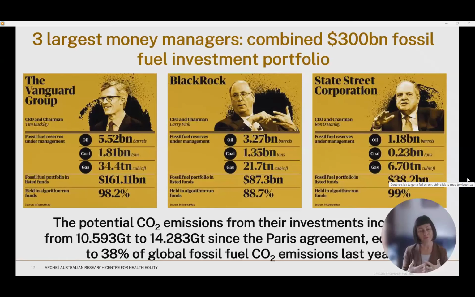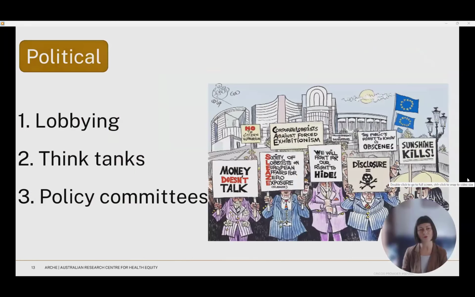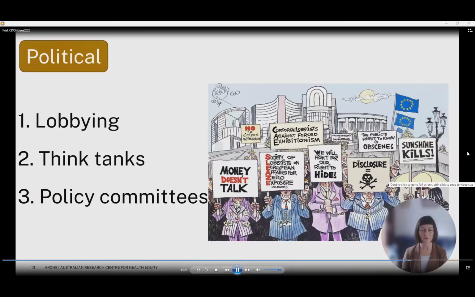And the financial investors into these companies have a say in what they do or don't do through their annual general meetings. So imagine if we were to influence the behaviors of those financial managers. There's still a lot to know about them. There's still much more research to do. And then the political is the final thing really that I want to say, the corporate political activity.